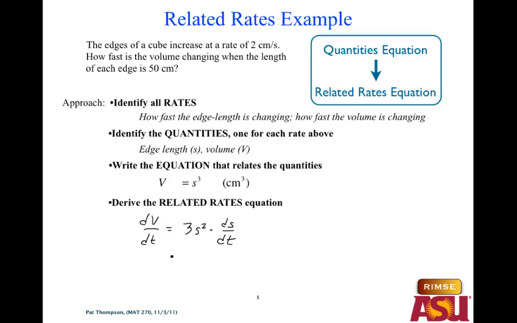Okay, so this is our unknown. If this is our unknown, then we have to somehow be able to find out everything else. Do we know what s is at the moment in question? It says 50, right? Do we know how fast the side length is changing? 2 centimeters per second. Therefore, we've got dV/dt equals 3 times 2,500 times 2, which is 6 times 2,500, or is that 15,000?